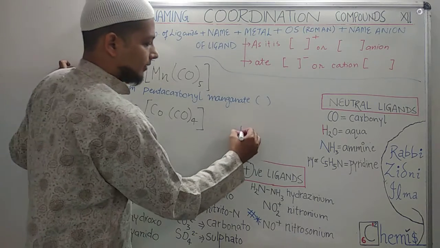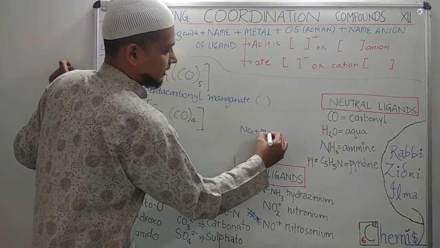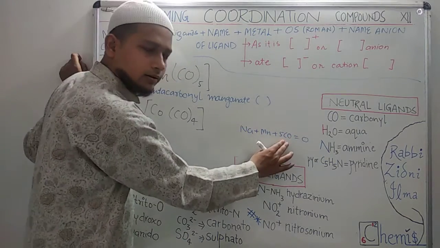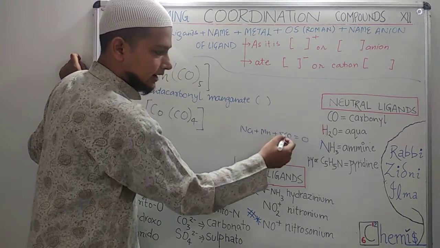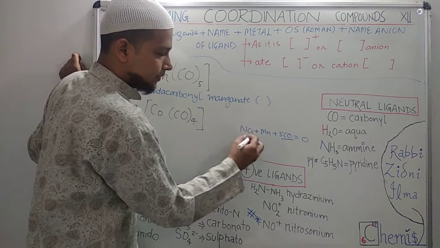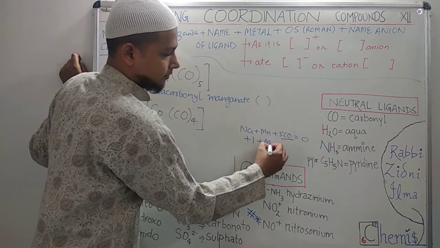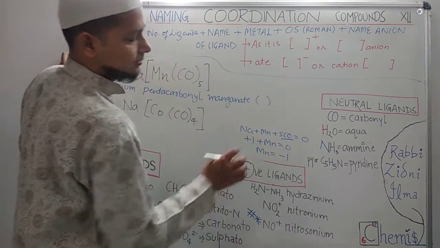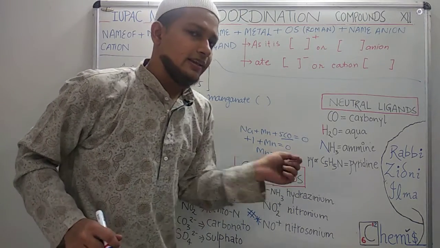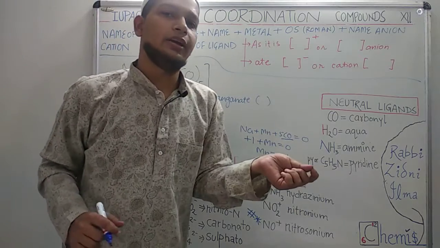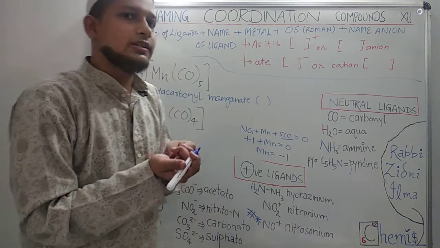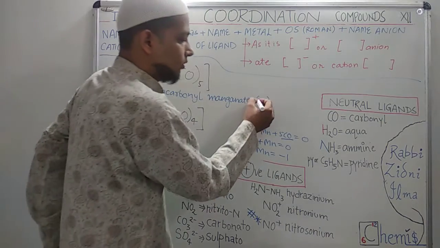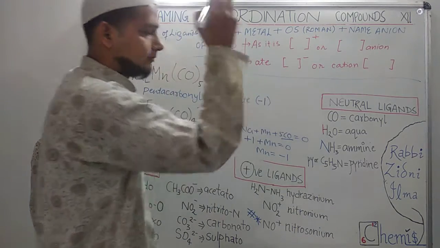Now moving on to the oxidation state, there is a twist in the tale. Look here, Na, then Mn, then 5CO, that will equal 0. CO is neutral, so it carries no charge, that will become 0. Na is +1. So doing the maths, manganese comes in -1 oxidation state. There is a rare probability of having a minus oxidation state, but still a possibility. So for minus, we will write it in the form of -1.